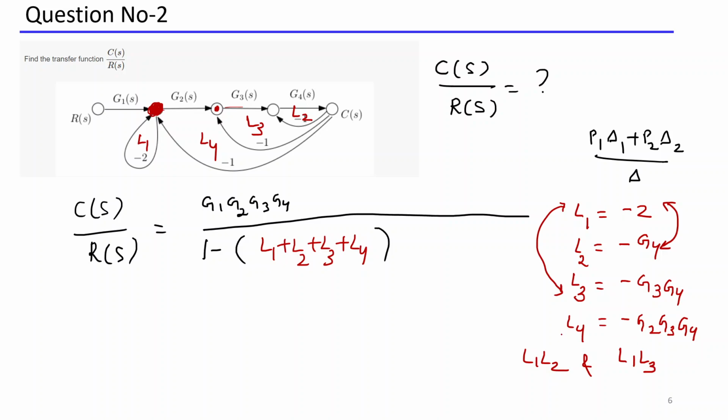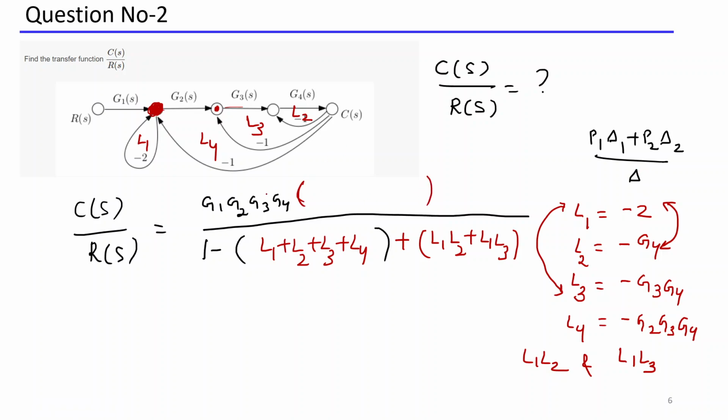Okay, if these two are non-touching loops, then you have to write the sum of all the non-touching loops. Because they are products, the sum of all the non-touching loops is L1 L2 plus L1 L3. Is there anything with three loops which are non-touching each other? No, I cannot see any three loops which are non-touching. So here you have already found delta. Once you have delta, then come to the numerator part.